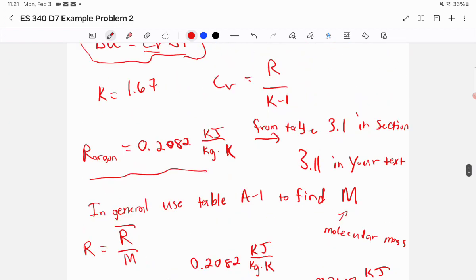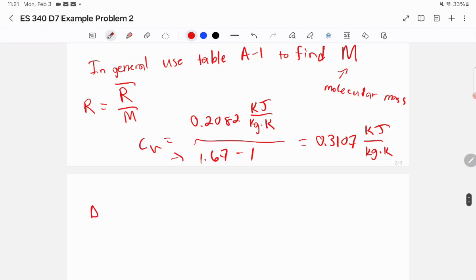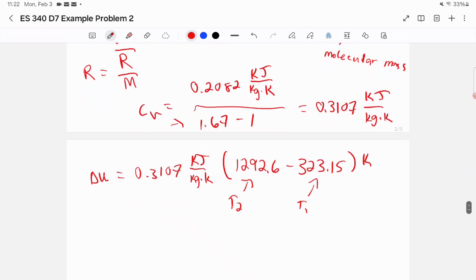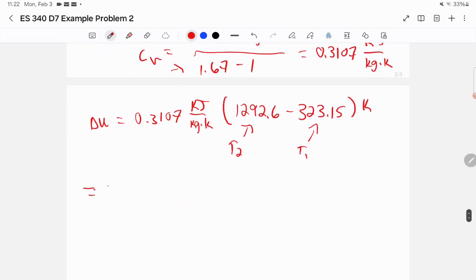And now we can find delta u. So delta u must be equal to this 0.3107 kilojoules per kilogram times Kelvin, times 1292.6 minus 323.15. This was T2, remember, and this was T1, in Kelvin, of course, and the Kelvins are going to cancel, and we get approximately 301.208 kilojoules per kilogram.